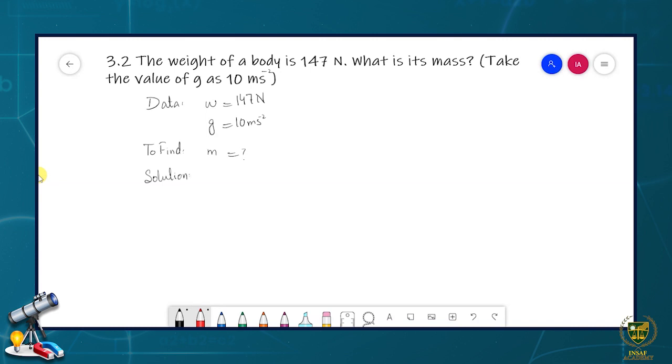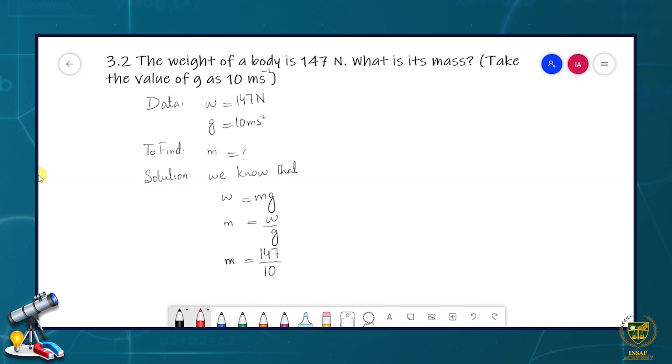So we know that W is equals to mg. As we have to find mass, तो g फर्दर वहां पर जाकर डिवाइड हो जाएगा. सो m का फॉर्मूला बन जाएगा W डिवाइड बाय g. Simply just we have to put the values in it. So mass m is equals to W की वैल्यू है 147 न्यूटन डिवाइड बाय g की वैल्यू है 10.